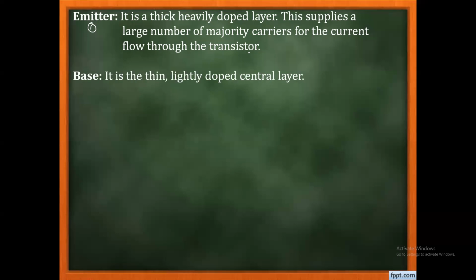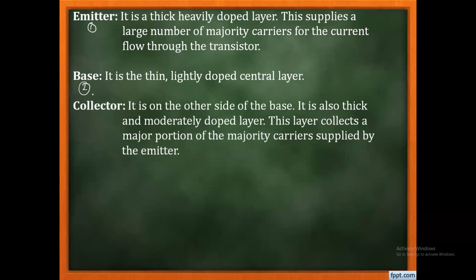Now see the second terminal, the base. It is a very thin and very lightly doped central layer, and the job of the base is to transport the majority carrier from emitter to collector here. And now the third terminal, the collector. It is on the other side of the base, correct? It is also thick and moderately doped.